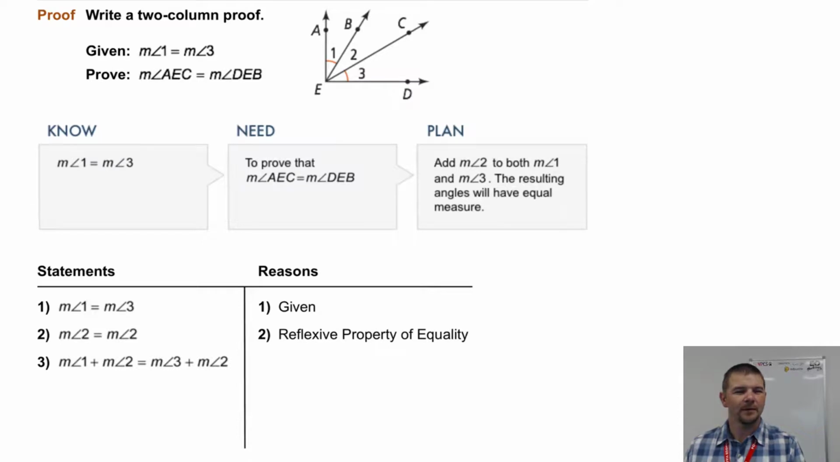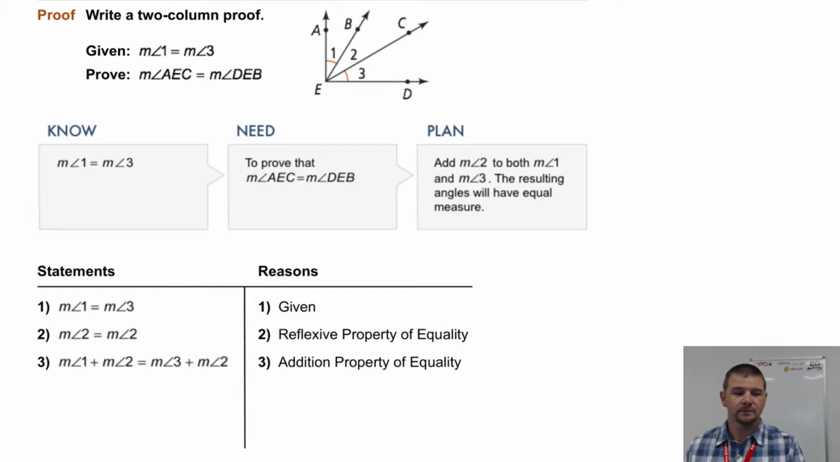Statement 3. The measure of angle 1 plus the measure of angle 2 equals the measure of angle 3 plus the measure of angle 2. So notice here we see the measure of angle 2 written twice in this equation, and we have to know that those measures are equivalent to each other. That's why we had to establish that in statement 2 with the reflexive property of equality. Back to statement 3, its reason is the addition property of equality. Remember, that states that we can add equivalent values to both sides of an equation and still have a true equation.